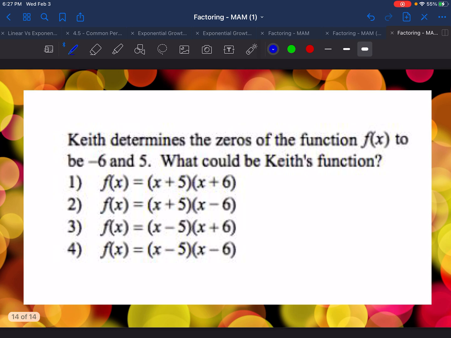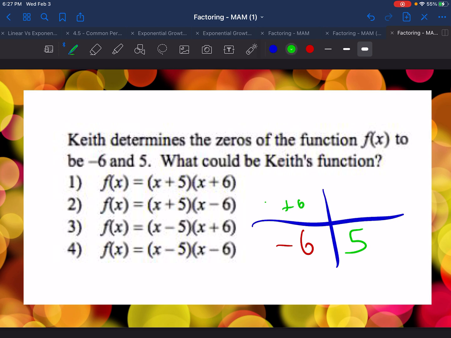All right, last one. You can do this. So Keith determines the zeros to be -6 and 5. What could be Keith's function? So you're going to want to work backwards here, or you could work forwards from every choice. Working backwards might be a little bit easier. Opposite of -6 is +6. Put an x in front. Opposite of +5 is -5. Put an x in front. So I want +6 and -5.